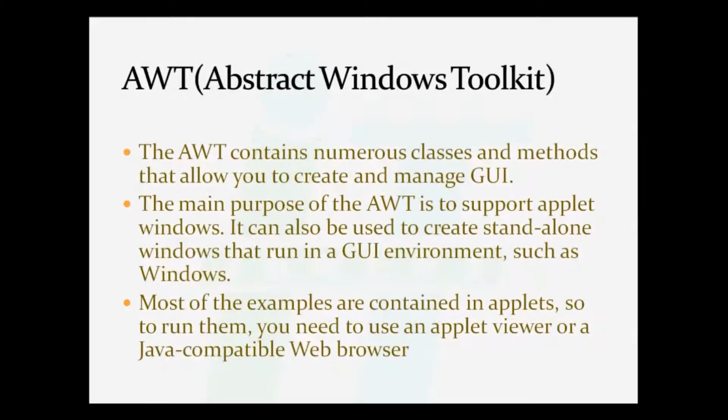AWT stands for Abstract Windows Toolkit. The AWT contains numerous classes and methods that allow you to create and manage graphical user interface. The main purpose of the AWT is to support applet windows. It can also be used to create standalone windows that run in a GUI environment, such as Windows.